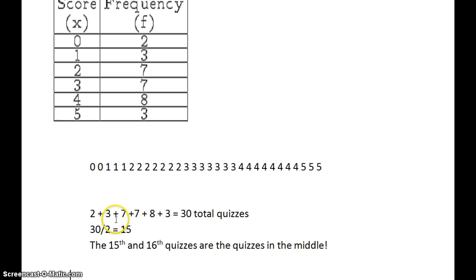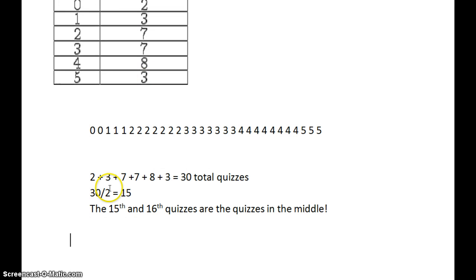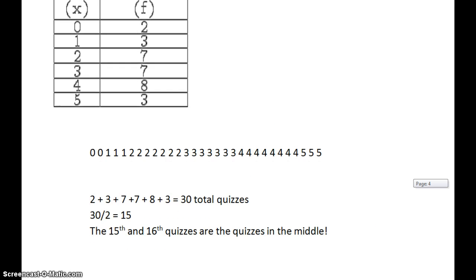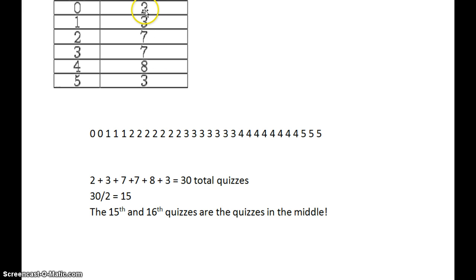Now, how do we quickly find what the 15th and 16th quizzes are? Again, we don't want to have to list them out and count. We're going to use these numbers here to find them. So let's scroll down a little bit. The second quiz is a 0, because remember there's 2 zeros. We'll add 3 to that, and we'd be at the 5th quiz, right? The 5th quiz is a 1, because we go 0, 0, and then there's 3 ones. The 5th quiz, someone scored a 1.